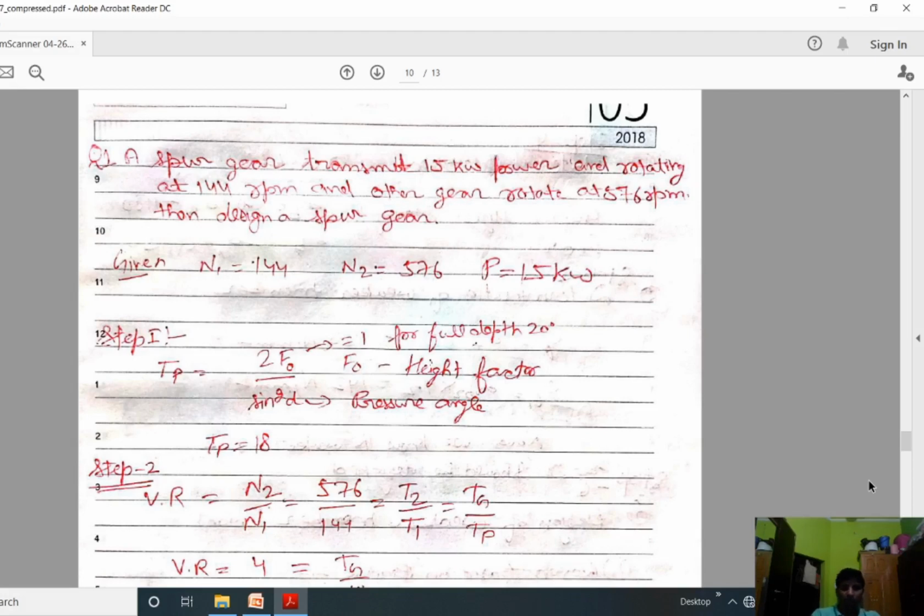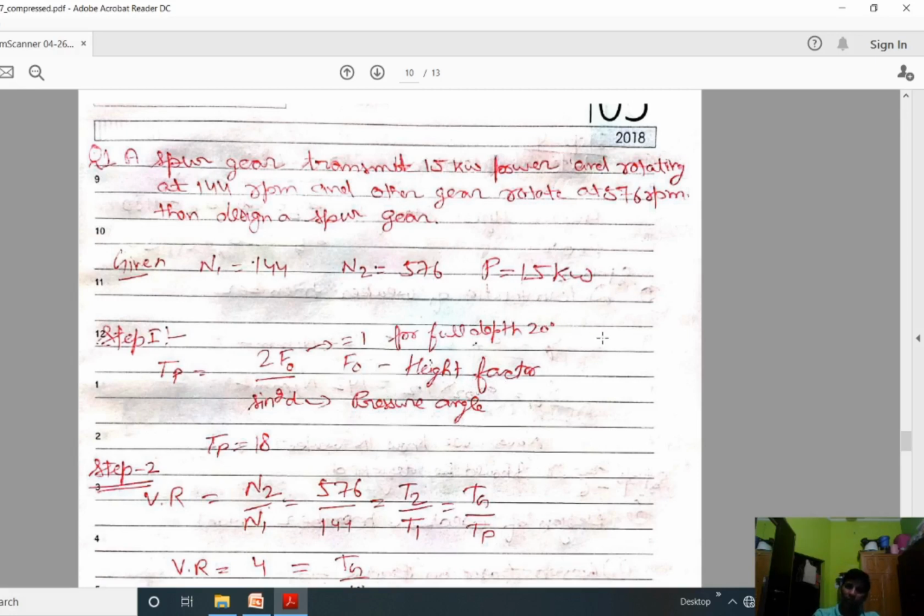And the formula for finding teeth of the pinion is 2f naught divided by sine square alpha, and this formula is mentioned in your design data book. You may find it easily. f naught is 1 for full depth 20 degree involute tooth. We assume that the gear is of 20 degree pressure angle, a full depth involute gear. And f naught here is the height factor. Alpha is the pressure angle, so we have already assumed that alpha is 20 degree.